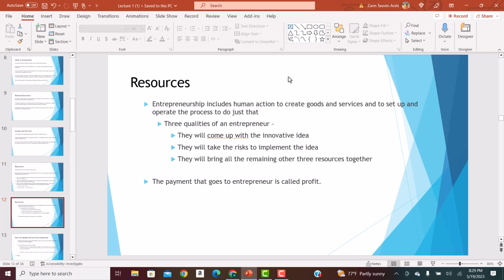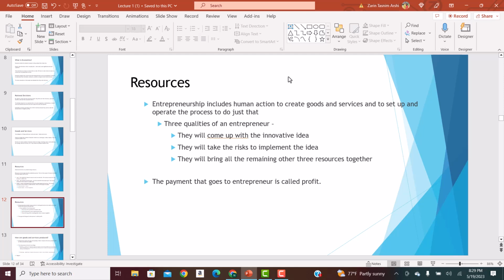Then finally, the last type of resource, which is the most valuable and most important resource in a market economy, is called entrepreneurship. So entrepreneurship basically includes human action to create goods and services and to set up and operate the process to do so. So basically an entrepreneur is the one who brings all the other resources together and comes up with the business idea to produce a good or service, hires all the other resources, and basically implements the idea to produce that good or service.